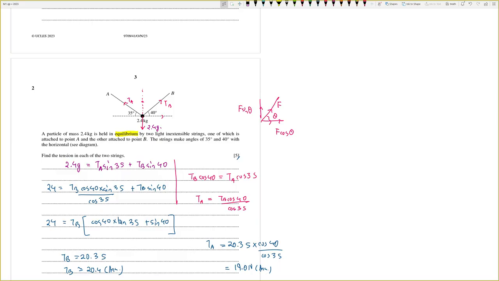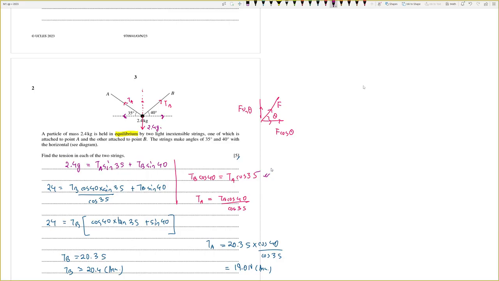Okay, so basically equate the horizontal forces and the vertical forces. So I'm calling the tension in string B TB. You could also call them T1 and T2, same thing. So TB cos 40, the horizontal component, right? The horizontal component of string B, TB cos 40, is equal to TA cos 35, since there are no other horizontal forces. That's what I did over here.